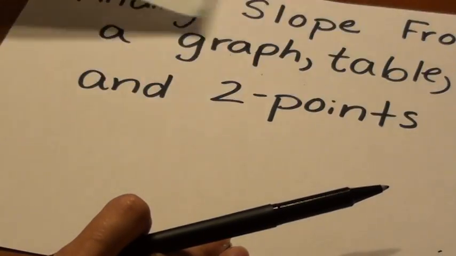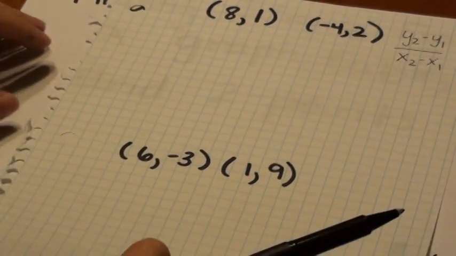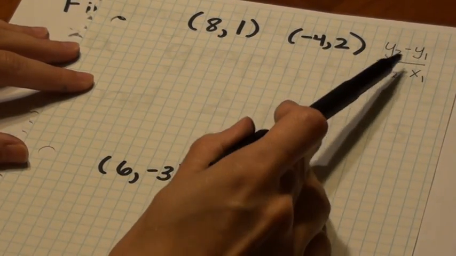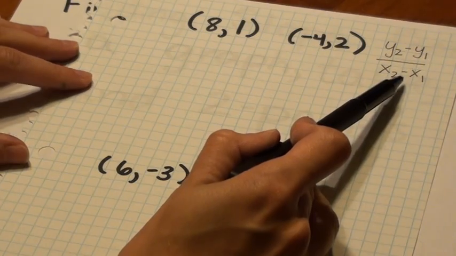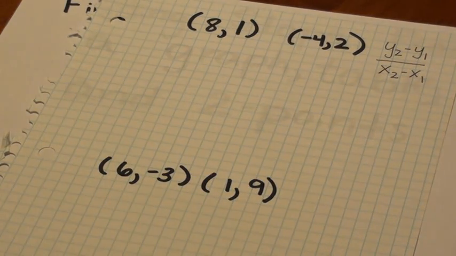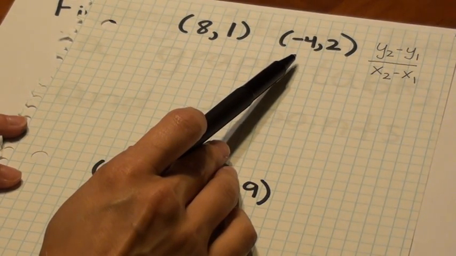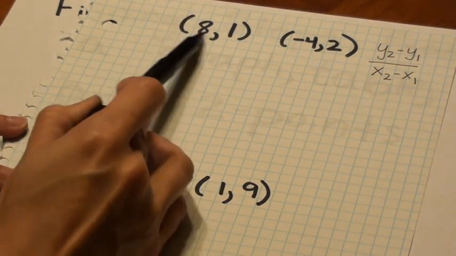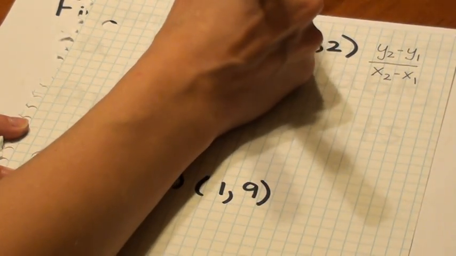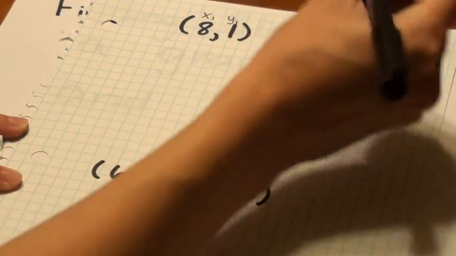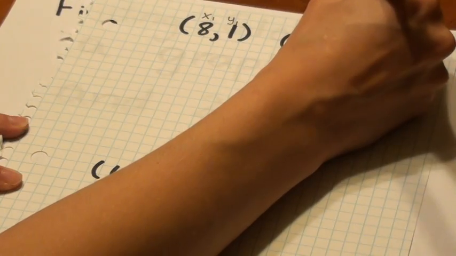Okay, last thing we're going to cover is 2 points. When you're finding the slope from 2 points, you're going to want to use this formula right here. y2 minus y1 over x2 minus x1. And it's very, very important that when you're doing this, label your points so that you don't make any mistakes here. So this is my first set of coordinate points, so I'm going to label this. X is first, y is second. So x1, y1. This is my second set of coordinate points, so I label it x2, y2.